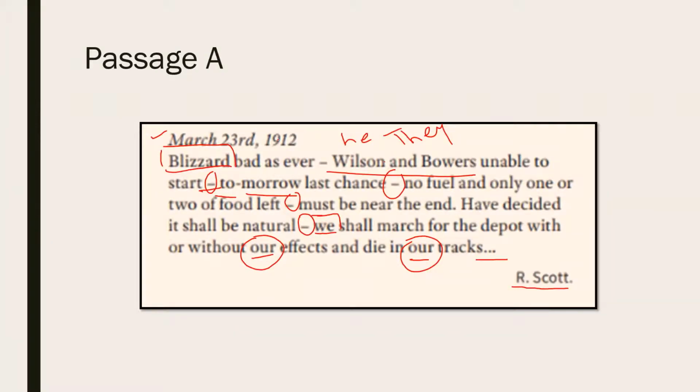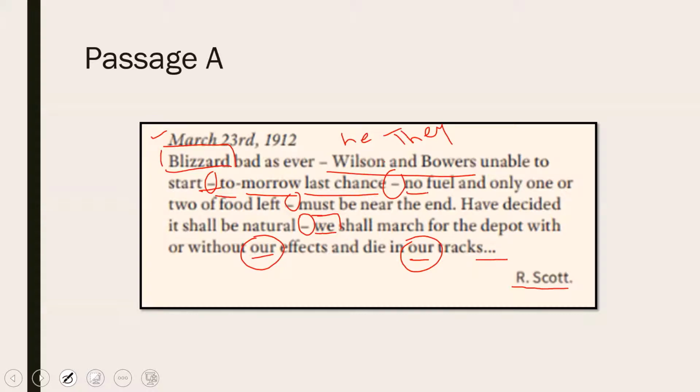"Tomorrow, last chance, tomorrow." It can be interpreted that the last chance means something they have been trying so hard for, but it is not achievable. So it might be that this "tomorrow" shows his helplessness. It shows no hope, hopelessness. "No fuel": when you say no fuel, it means there is nothing good in this. The weather is against them now. No fuel, even the equipment which they have was against them. "No fuel, only one or two of food left." So helplessness.